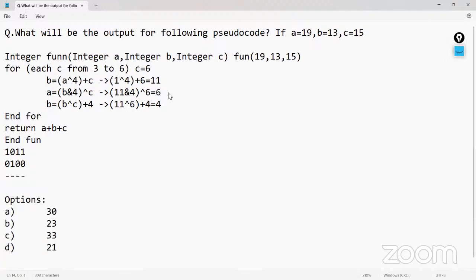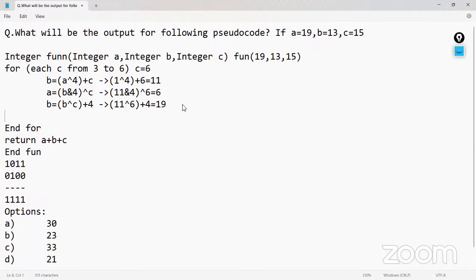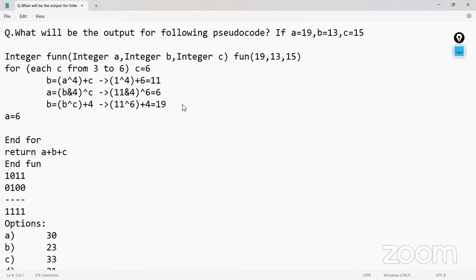Now let us calculate XOR here. So XOR becomes 1. This is 1, this is 1, this is 1. That is 15. So 15 plus 4, it becomes 19. So this is the final value of B at the last iteration. Here I'm writing in a box: A equals 6 and B equals 19.